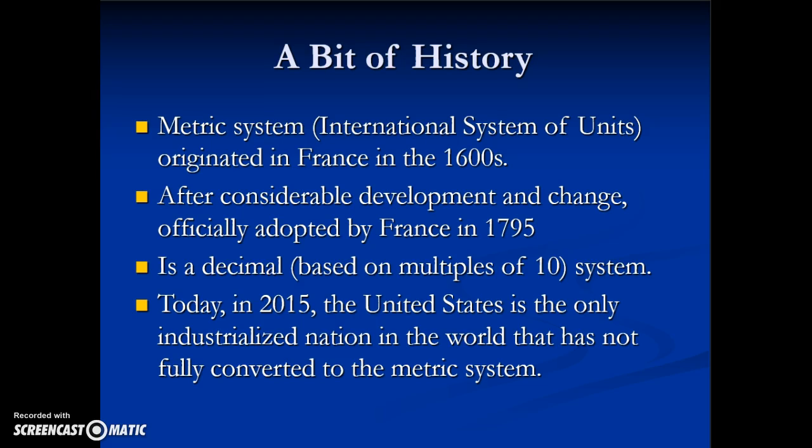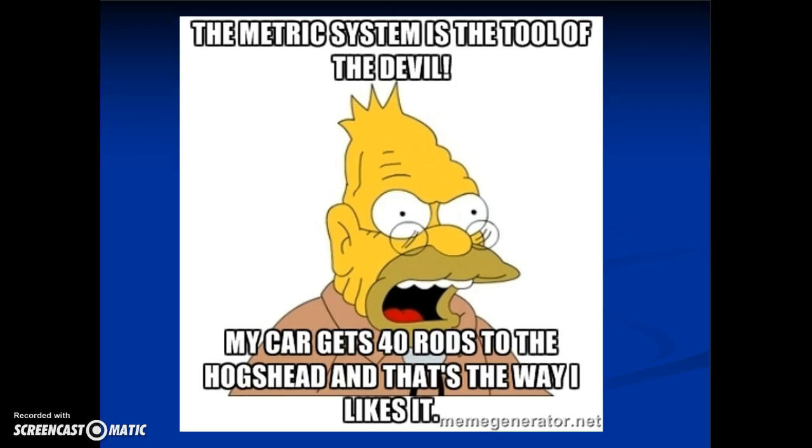Historically, the metric system originated in France in the 1600s. The original, actually current name in French and in most other countries, is the International System of Units. After considerable development and change, it was officially adopted by France in 1795. It's a decimal system, which means it's based on multiples of 10. And today in the United States, in 2015, is the only industrialized nation not to have completely converted to the metric system. There's a common sentiment about the metric system in this country.